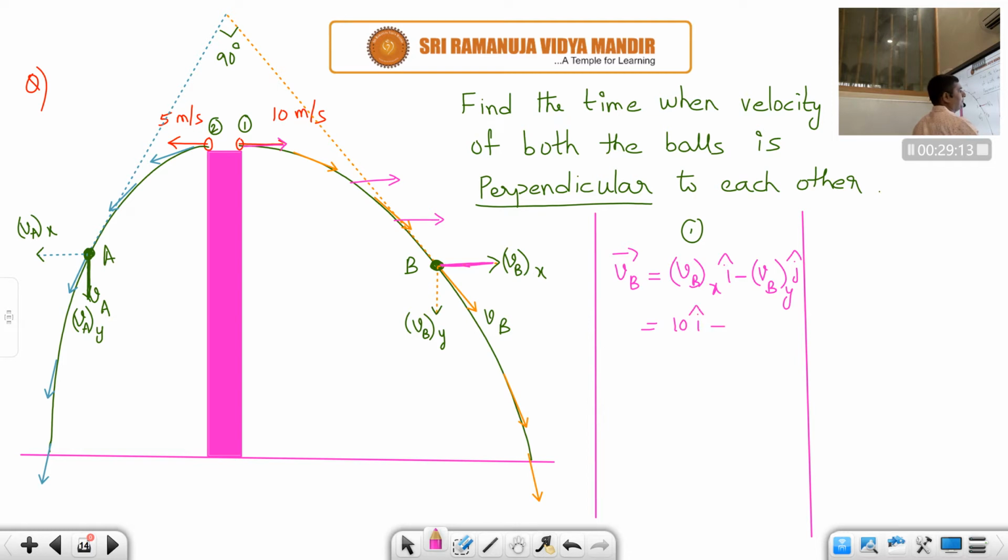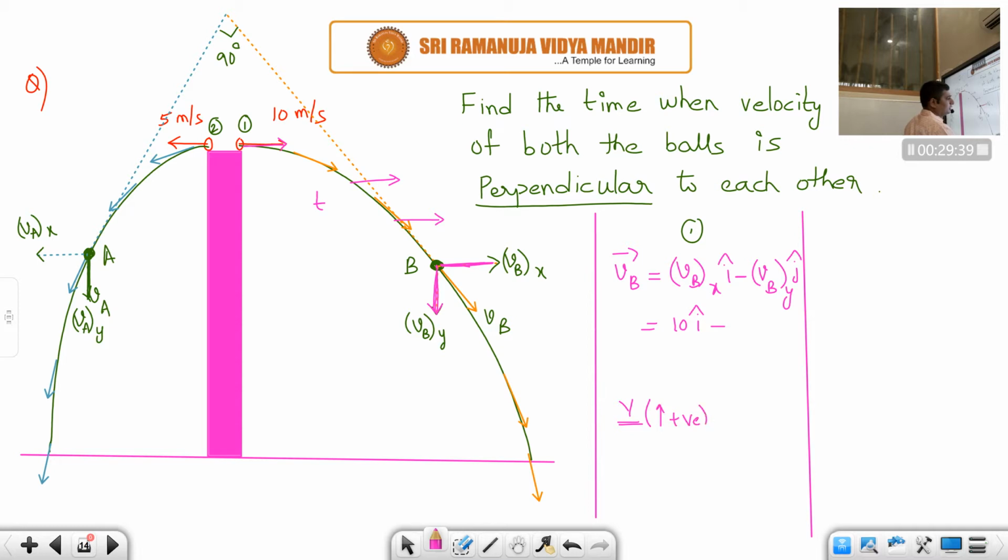So 10 i cap minus, what is VB, students? The velocity of B in y direction, that is what I want. Now I don't know how much time it takes. Let us say it takes some time t. So now how to calculate this velocity of B in y direction? Let us take in y direction, for this first ball only.